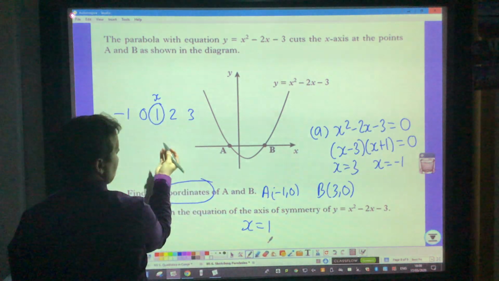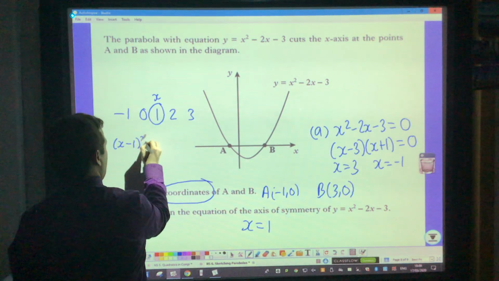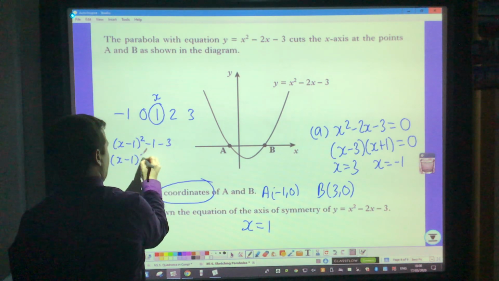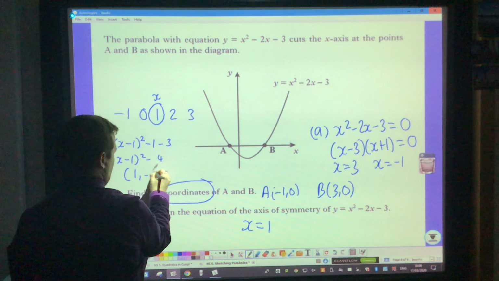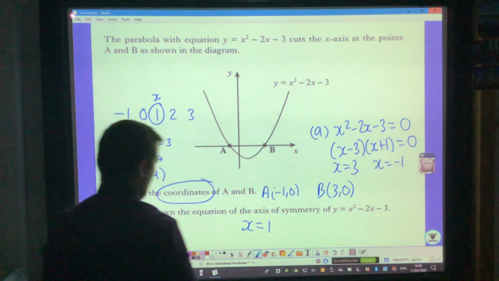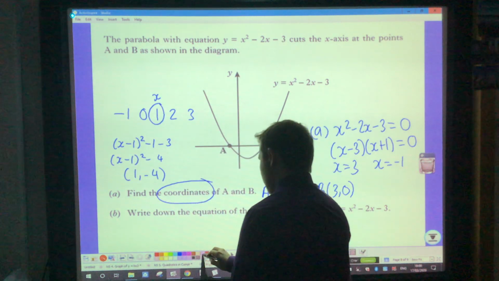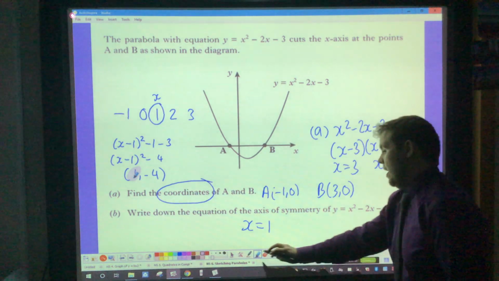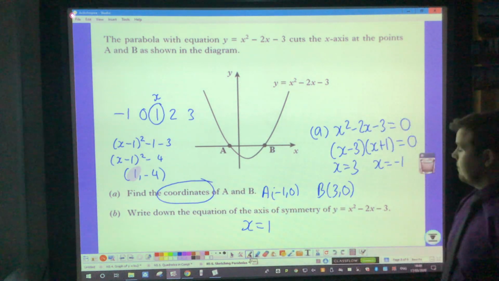Or what you could do is complete the square. (x minus 1) squared, take away 1, take away 3, and (x minus 1) squared, take away 4. You could see that the turning point is (1, -4), and that number there, the 1, let me just re-highlight that, it's a bit rubbish colour, that number there is the coordinate of the axis of symmetry.